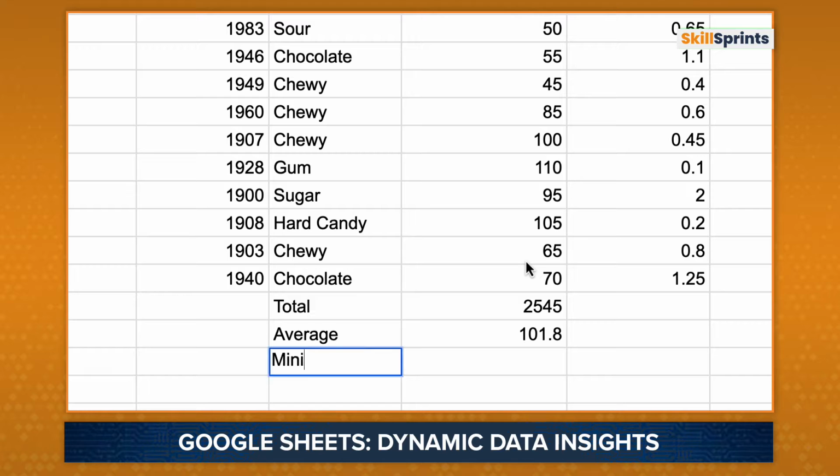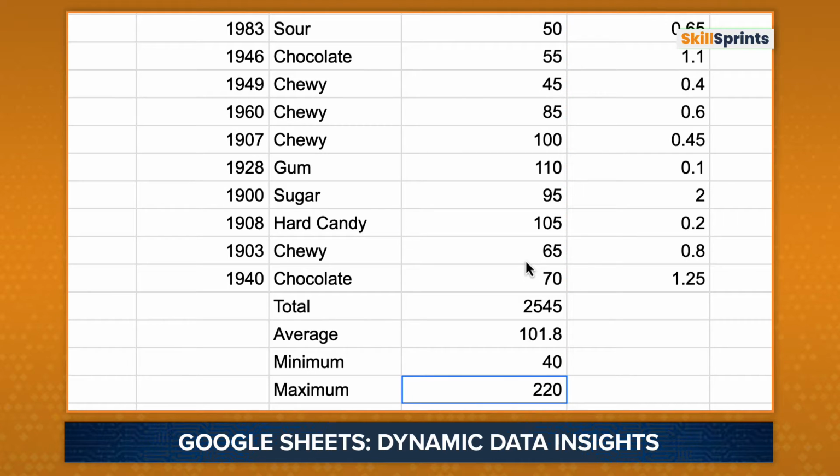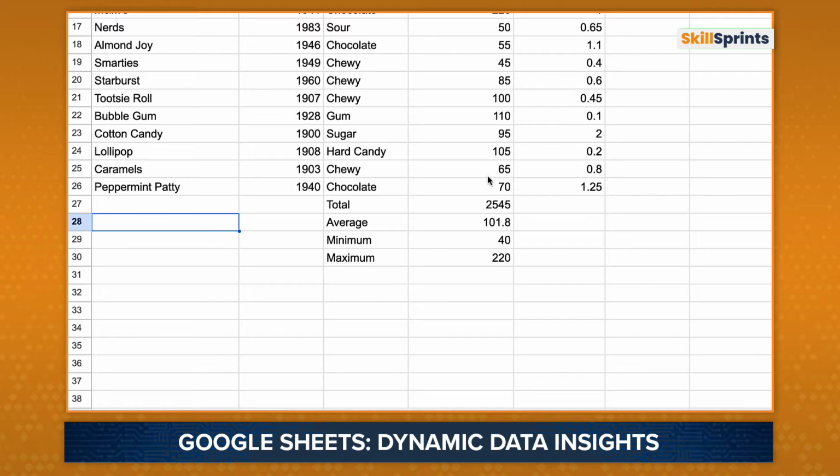I may also want to know the minimum and maximum units sold. We have formulas or functions for these as well. Minimum, D2 through D26, and maximum. I also can use the count function to see exactly how many units exist in a range. So let's go ahead and put the count down here, and then use the count function. Range B2 to B26. We can drag over that just in case. And it'll simply count the number of existing items, in this case, 25.